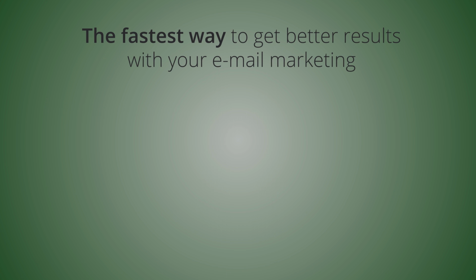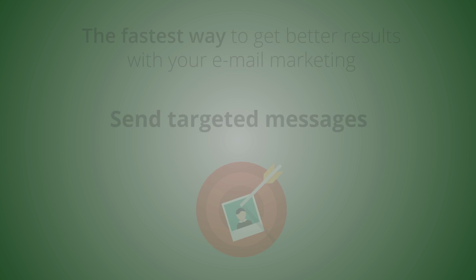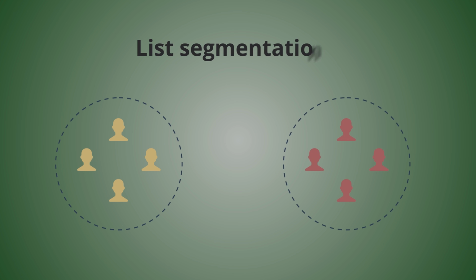The fastest way to get better results with your email marketing is by sending targeted messages to your subscribers. This means that not every subscriber will receive the same email, but rather get messages that are tailor-made for them. Splitting your subscribers into different groups is called list segmentation.